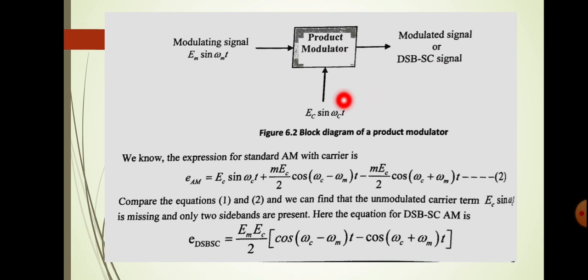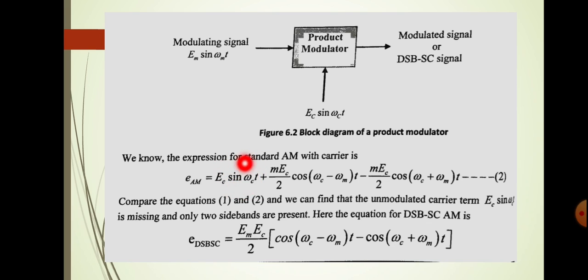So we will get DSB-SC AM signals. In the previous case we studied the DSBFC signal, and in that case you know that the AM signal will have the equation EC sin omega CT plus MEC by 2 into cos omega C minus omega M into T minus MEC by 2 into cos omega C plus omega M into T. Actually this is the equation that we have studied in the first session of the third module. So this term represents the carrier frequency, this term represents the lower sideband frequency, and this term represents the upper sideband frequencies.